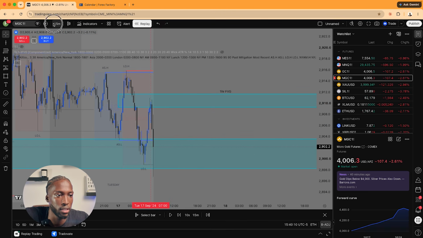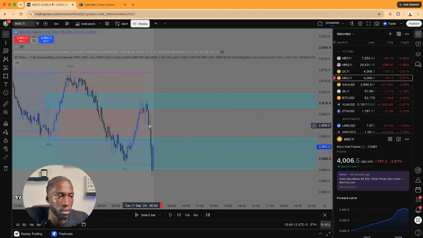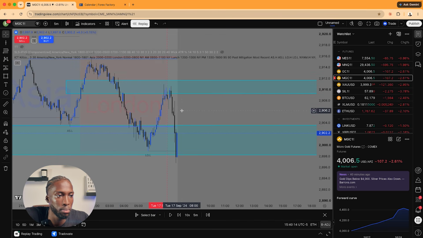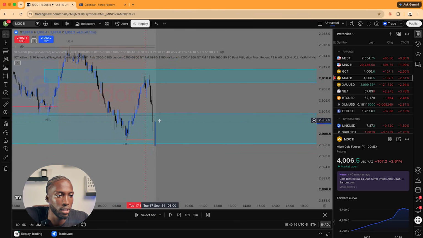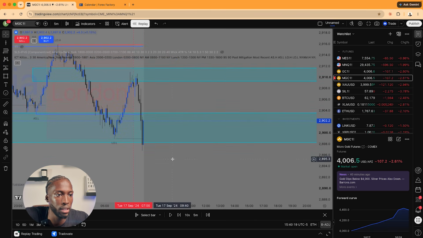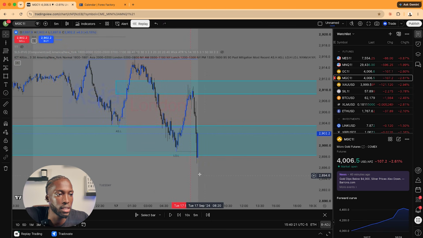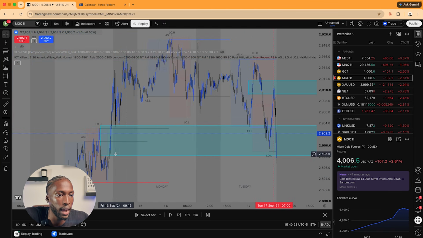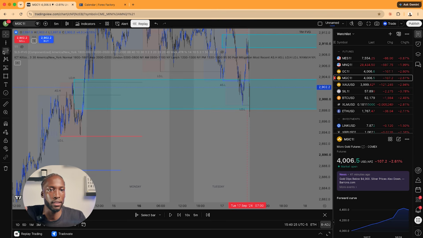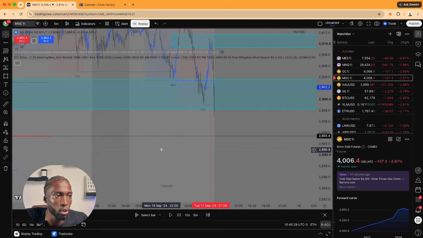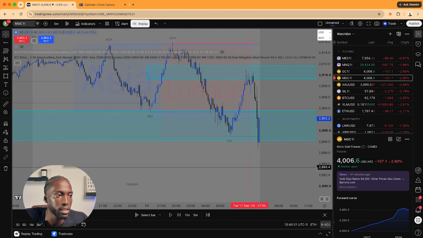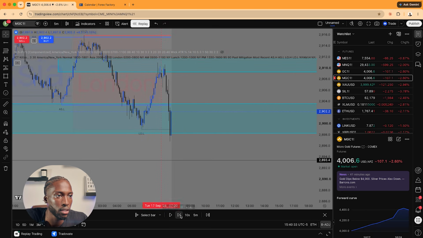Look at us rejecting this. We're completely rejecting this on Tuesday. Okay, so it looks like we're bearish. This is that 1-hour low. Oh, perfect. Look at this. We have equal lows down below. So it looks like we're bearish on the day, to target these equal lows.